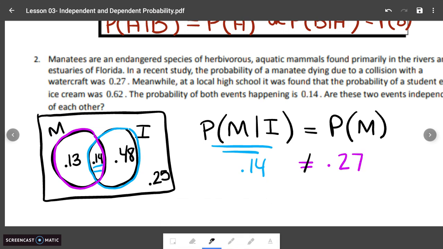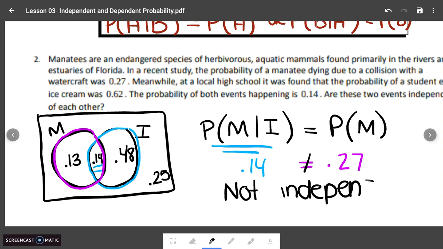Now I want you to ask yourself, every time you have ice cream, does a manatee die by colliding into a boat? No, right? That's a little bit crazy to think about. So even though these events aren't independent of each other, I wouldn't necessarily be okay saying they're dependent, like a manatee dies because you eat ice cream. No. So I'd prefer that you said not independent of each other.